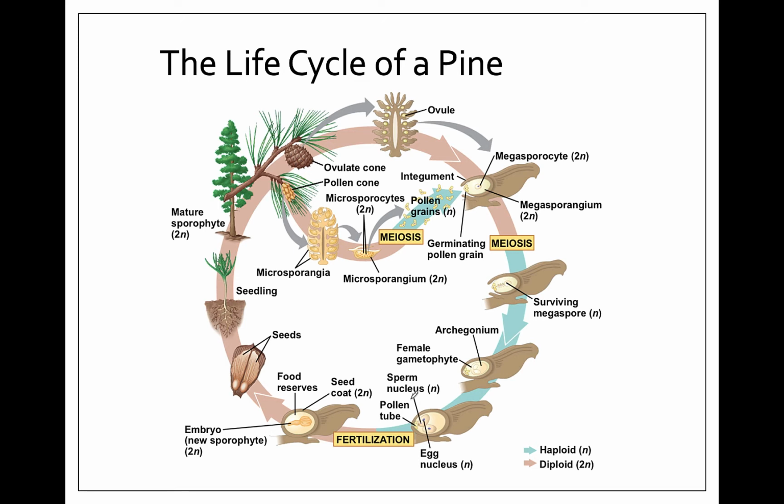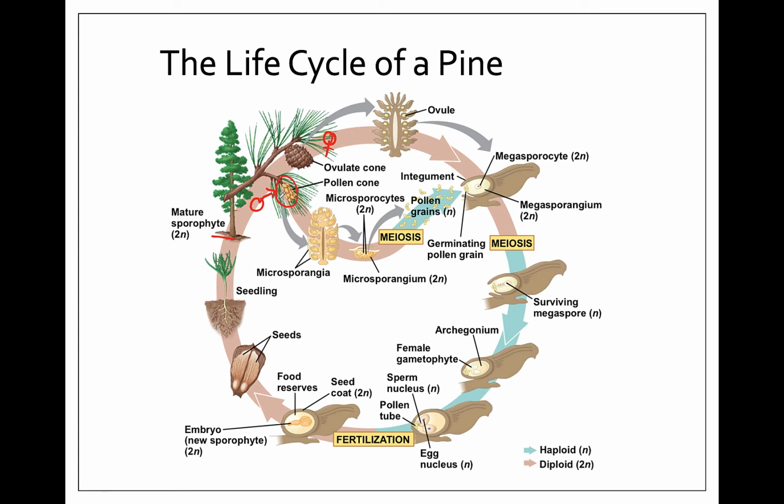So this is the life cycle of a typical gymnosperm. This would be like a pine tree. We're going to start here with our sporophyte tree. This is our diploid tree, and on this tree we have two types of cones. The one that you're more familiar with as a pine cone, that's the female ovulate cone. And then the pollen cones are the male cone.